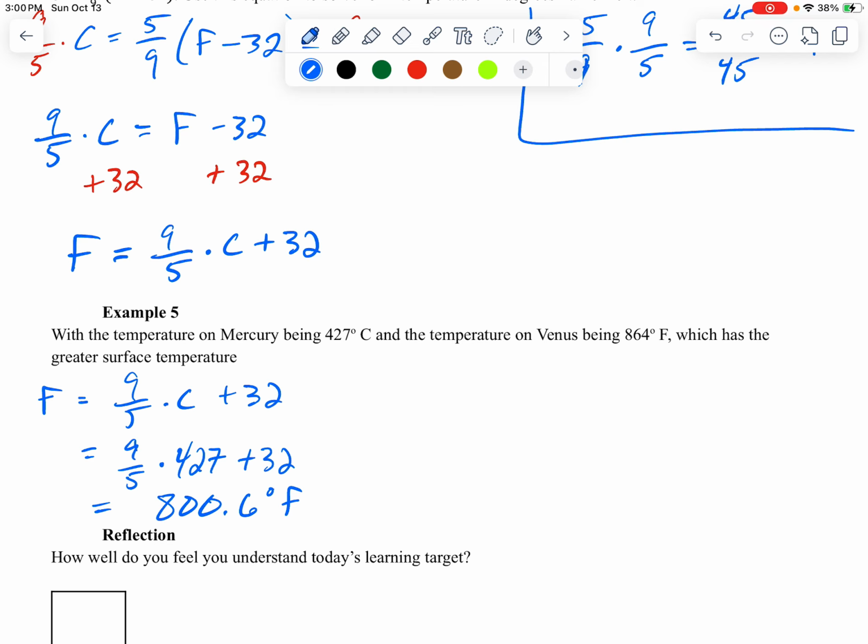Okay, so that tells me that Mercury is 800.6 degrees. Venus is 864. Which one of those is hotter? Venus is hotter. And once we've got those in the same units, we can just compare them directly.